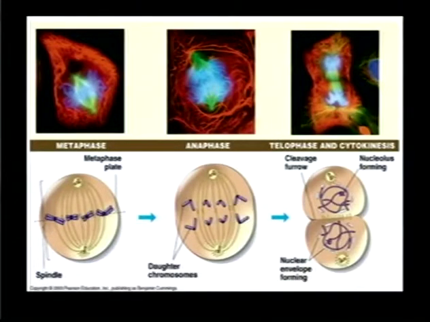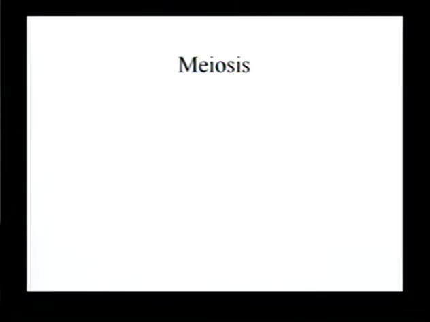Okay, so in prophase, you set up everything to be able to divide those chromosomes. In metaphase, you line them up. In anaphase, you pull them apart. And in telophase, you separate the cells so that they each have the same amount of genetic material as the parent cell had. And that's mitosis. All right, any questions on that? Good, okay.